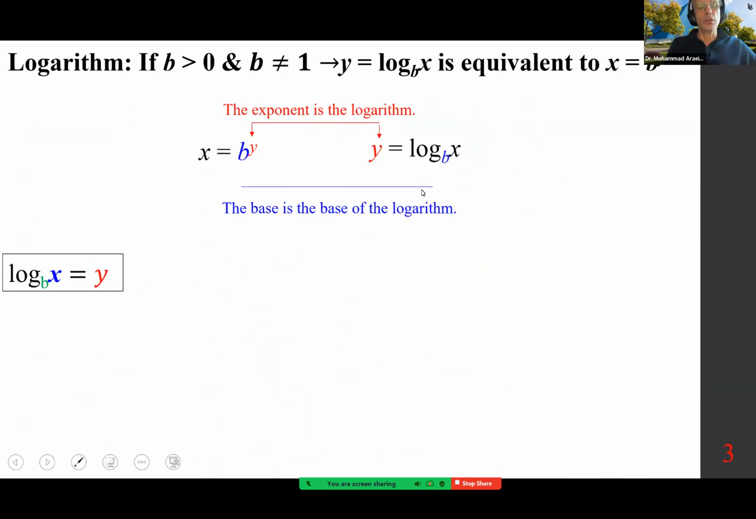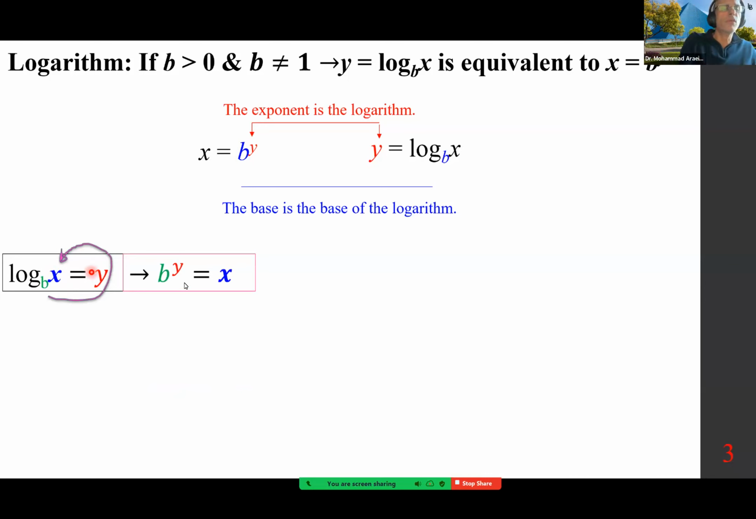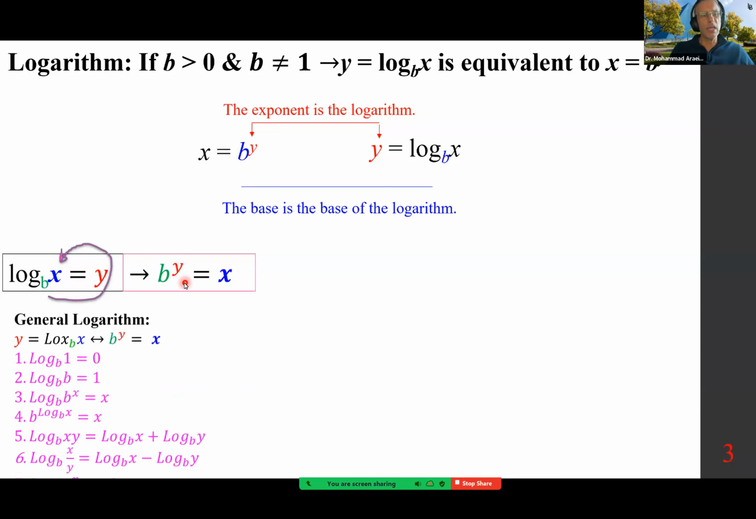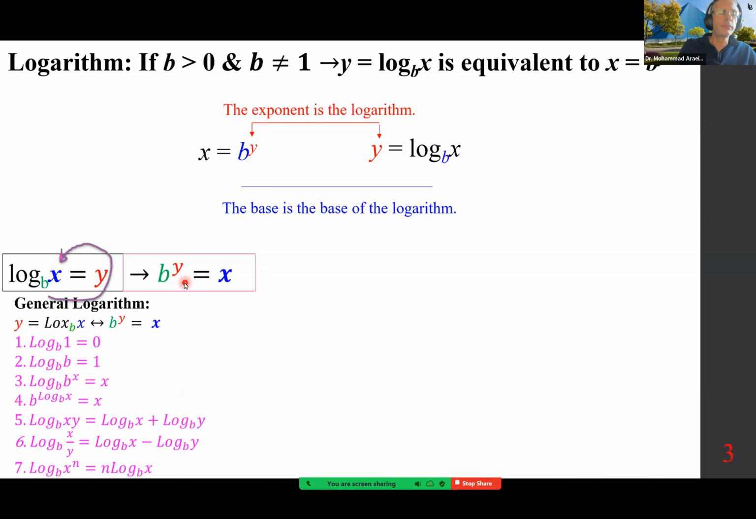When it comes to logs, if we recognize this in the following format, b to the power of y equals x, where b must be positive and can't be 1, going from one format to the next makes it easy to understand all the logarithmic properties. So with that being the case, we have the following logarithmic properties. For example, log 1 base b is 0, log base b of b is 1, and so on and so forth.